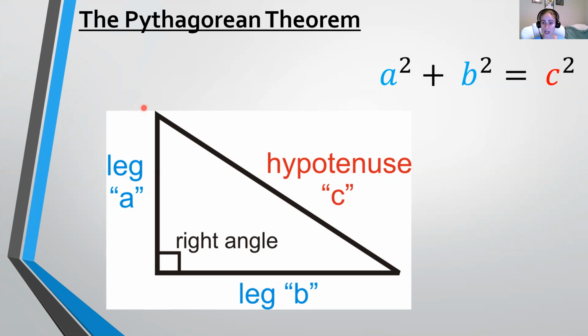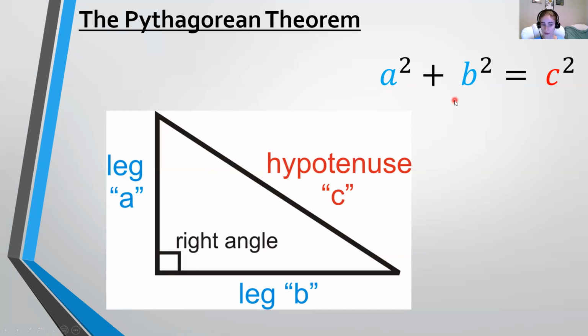So the Pythagorean Theorem only works with right triangles. If we look at this diagram here, we see a right triangle, and we know that it's a right triangle because we have that nice little 90-degree right angle box. Every triangle has 3 sides, and those 3 sides are our A, our B, and our C.